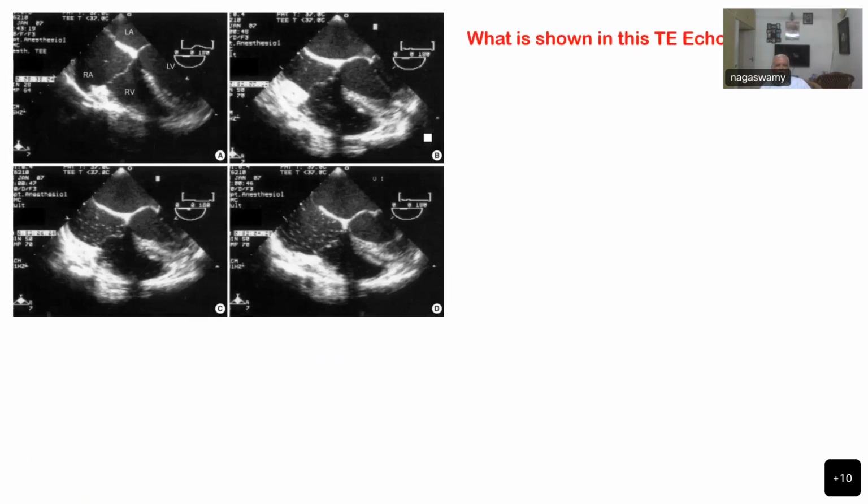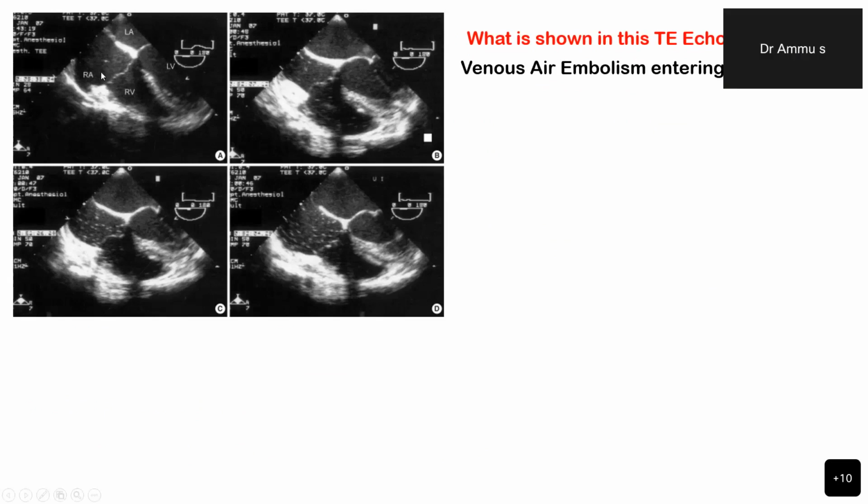What is shown in the transesophageal echo images? These are echo images taken from a transesophageal echocardiography. Firefly sign for air entering the right atrium, bubbles. Very good. Venous air embolism entering. They have given four pictures: RA, RV. You can see small dots coming here, then the dots are increasing, and finally you get so many firefly-like appearances.